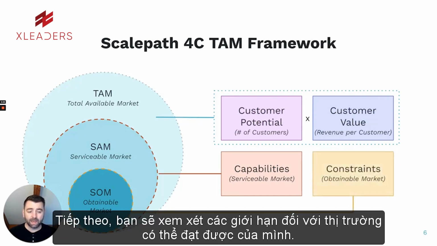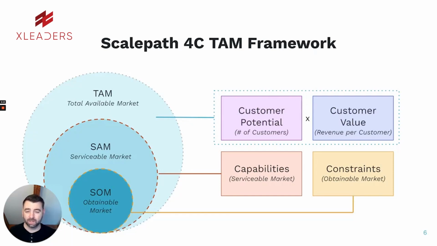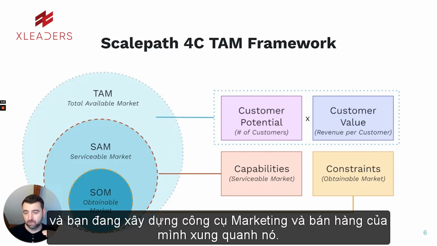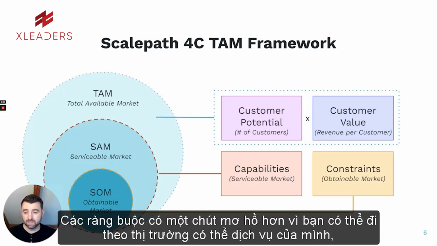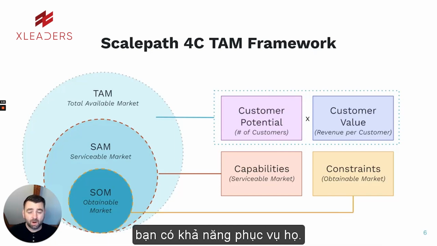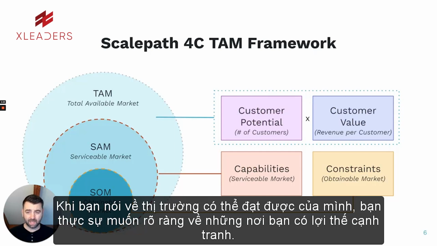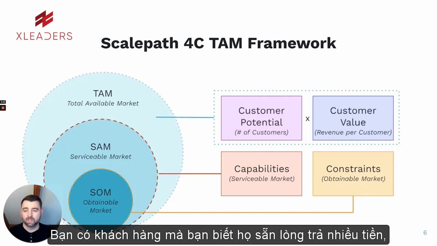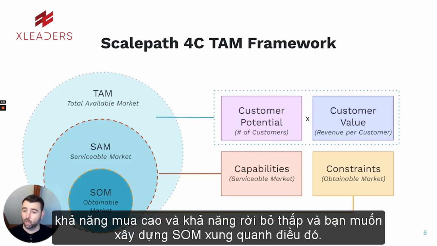And next, you'd be looking at the constraints for your obtainable market. So the obtainable market is really your target market. It's the core market that you know really well, and you're sort of building your sales and marketing engine behind this. Constraints are a bit more fuzzy because you could technically go after your serviceable market. You're capable of servicing them. When you talk about your obtainable market, you really want to be clear about where you have a competitive advantage. So do you have referenceable customers in a particular market? Do you have customers that have a high willingness to pay, high likelihood to buy, and a low likelihood of churn? You really want to build your SOM around that.